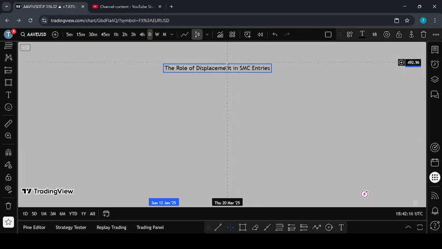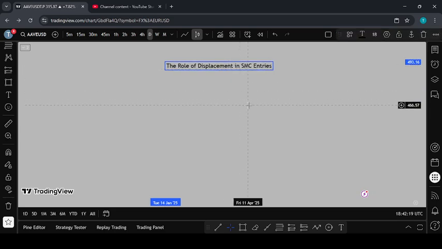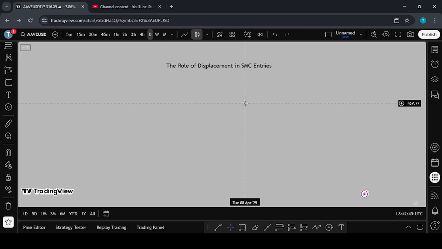So, very quickly, we were talking about the role of displacement in SMC entries. They are kind of a market reaction that you would see. Remember, in SMC, we do not just trade, we don't gamble. We react according to the way the market reacts. It means there would be a specific market movement or a specific way the market will react, then we'll be very, very interested in that reaction. Why? Because of the way the market reacted, we'll be so interested in those particular areas.